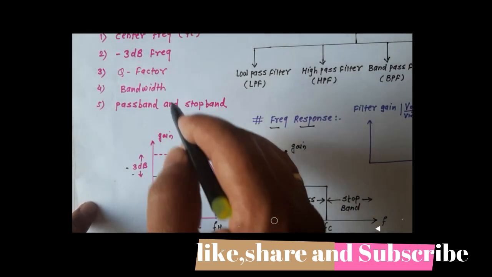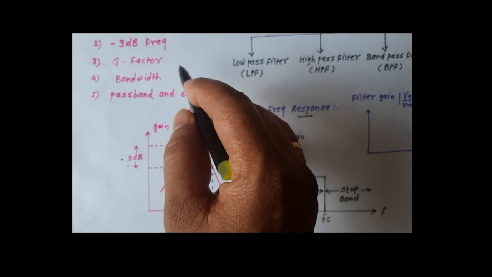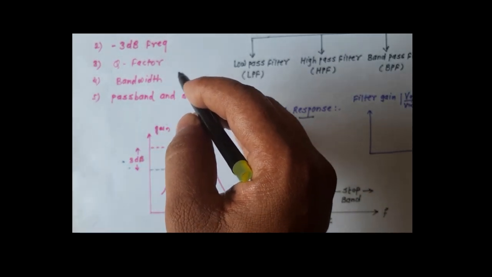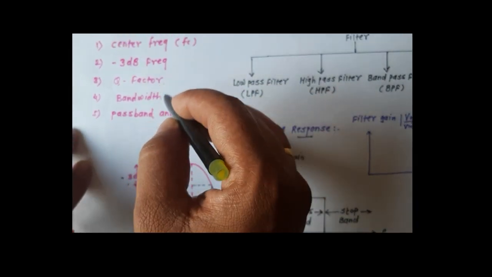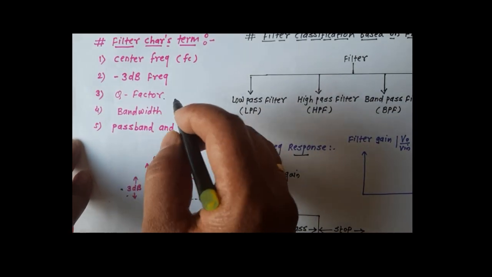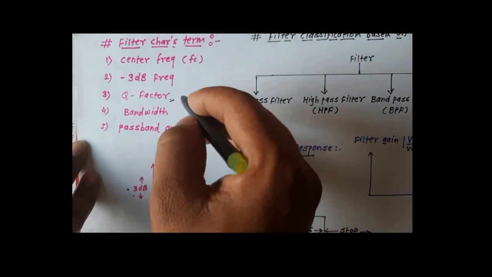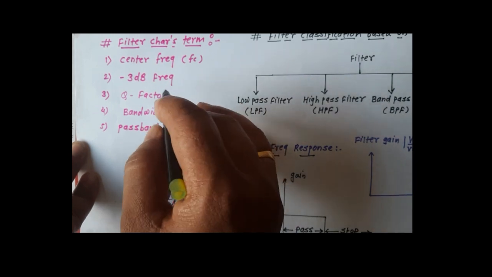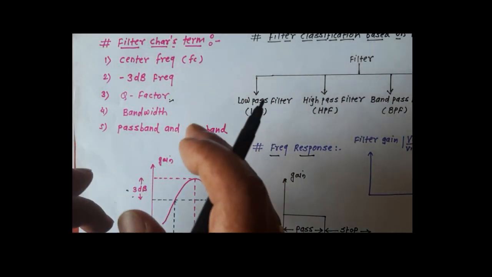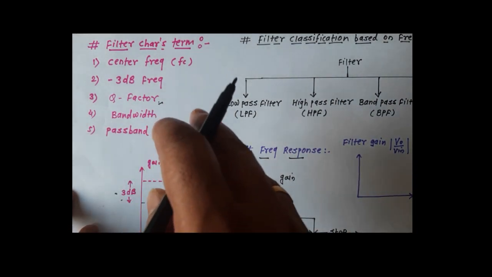So next is the Q factor. This Q factor is also called the quality factor. It is defined as the ratio of the energy stored to the energy dissipated in one cycle of operation. So how much energy is stored and how much energy is dissipated, its ratio is called the Q factor. But it is per cycle.